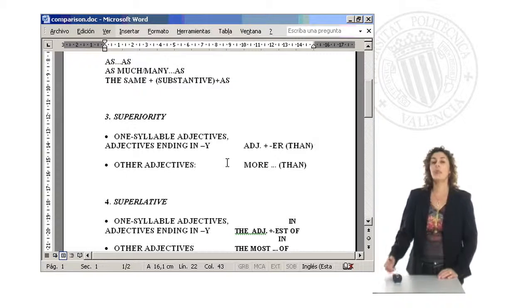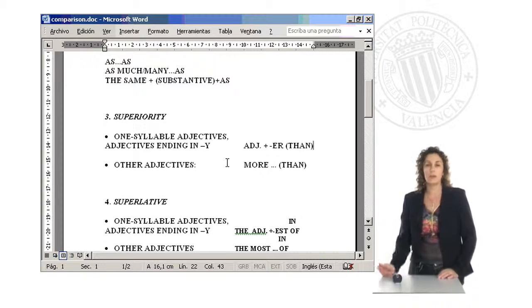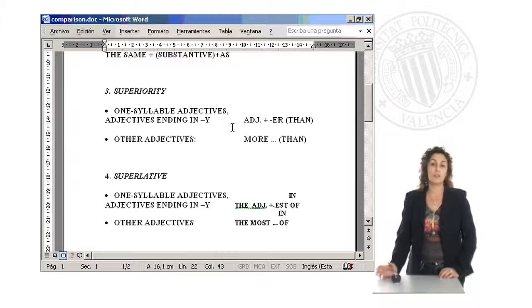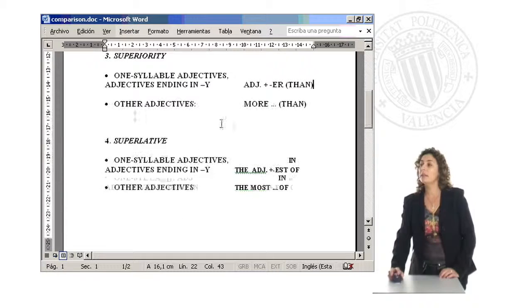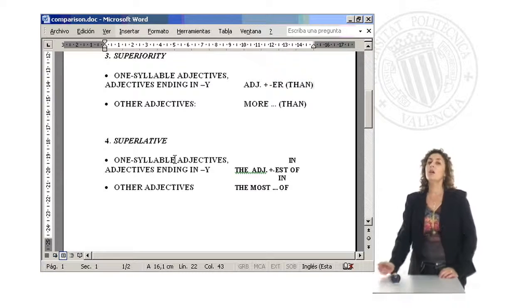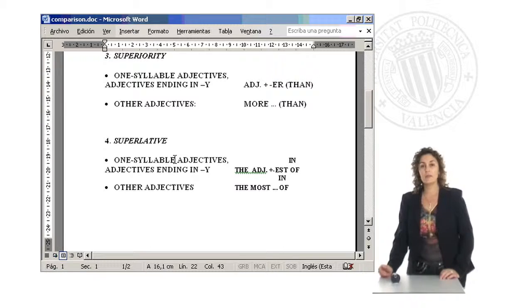this sentence is more intelligent than the other one. "Intelligent" is an adjective of more than one syllable, and it doesn't finish in Y. That's why we can use this structure with "intelligent". Another structure is the superlative form. In the superlative form, as with superiority, we have to differentiate between one-syllable adjectives or those ending in Y and all the other adjectives.